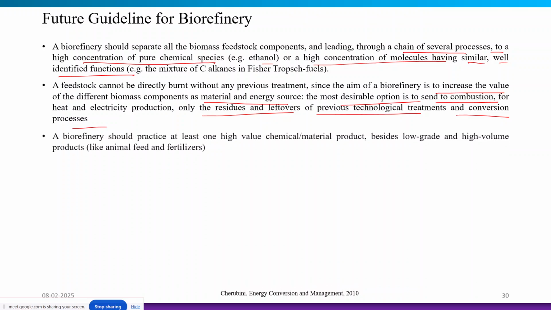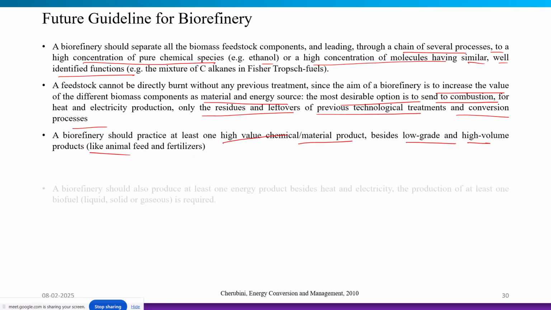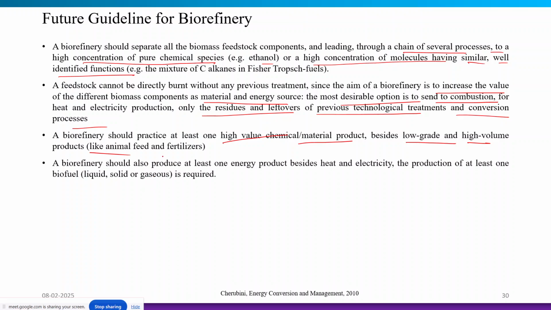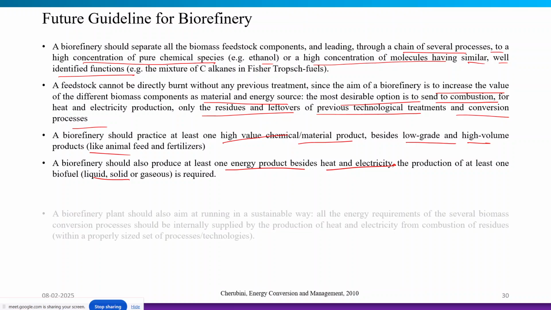A biorefinery should produce at least one high value chemical or one high value material product besides low grade and high volume products. Also, it should produce this kind of variety of chemicals. A biorefinery also should produce at least one energy product besides the heat and electricity. So it should produce biofuel, any kind of solid, liquid or gaseous product. Any kind of one energy product should be there out of this biorefinery.